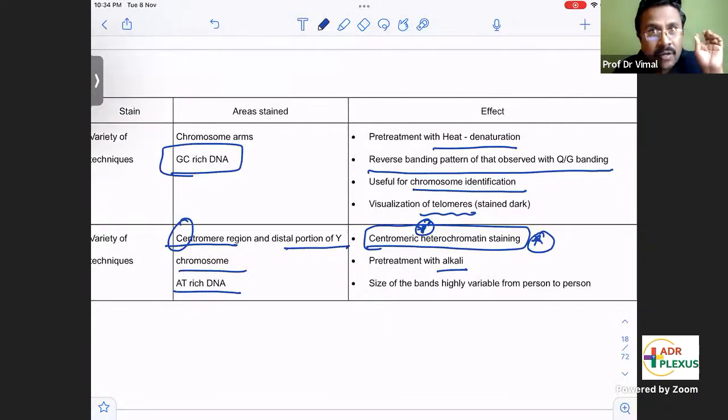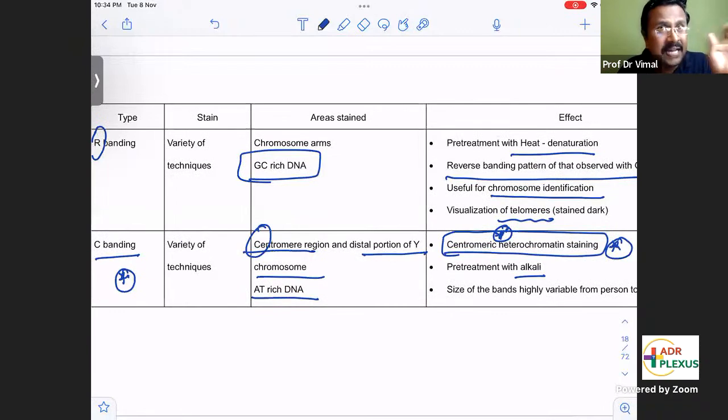This is one of the banding techniques which is variable from person to person, highly variable. The other banding techniques like Q, G and others are not that variable, but C banding is highly variable from person to person. Very important.